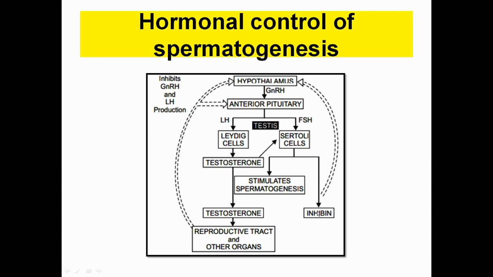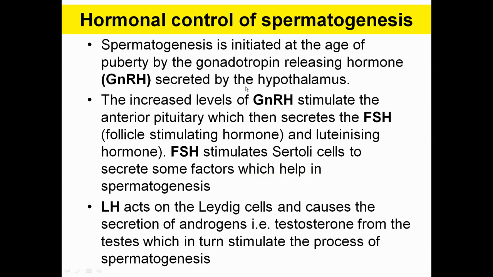When there is a lot of secretion of testosterone, this ultimately inhibits the hypothalamus as well, so there is negative feedback by the inhibin as well. So you should draw this diagram in your bio notebook for later understanding as well. Now we have to go through the text section as well.